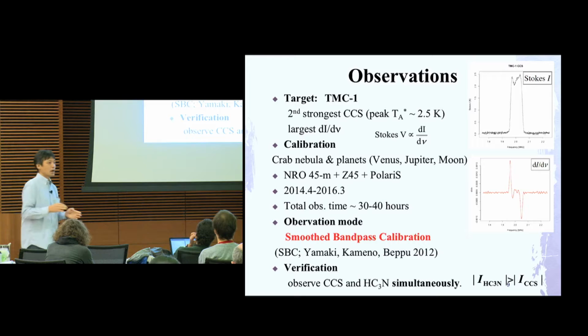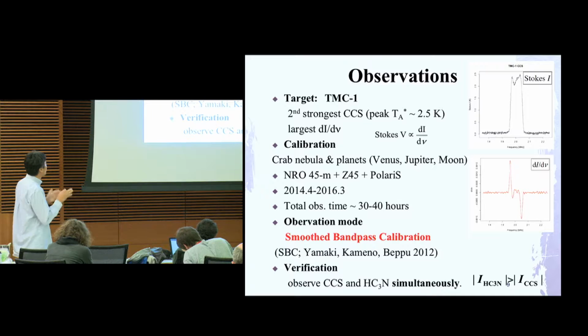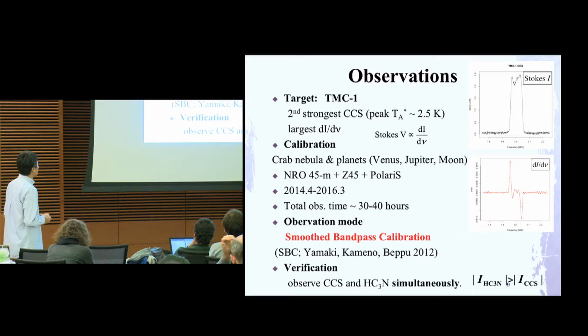So this is very crucial for our observation because our original estimation tells us we need more than 100 hour integration for the single pointing. But as I show you later, I think we could detect the Zeeman shift of CCS within about 30 hours because of this method. Also, to verify the detection of CCS Zeeman splitting, we observed two lines simultaneously, CCS and HC3N. HC3N is a non-Zeeman molecule, so we use this line as the control molecule.